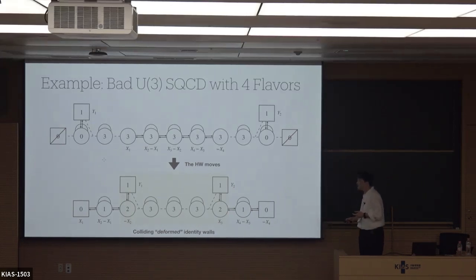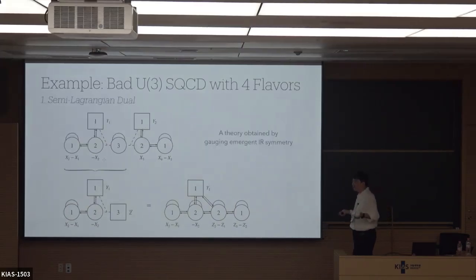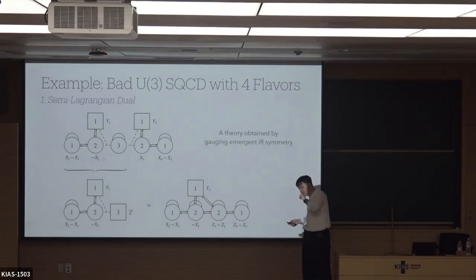So it means we cannot just remove this part. Previously we could just drop the identity wall part. On the other hand, this part is now non-trivial for the bad theory, and we cannot just drop it. So what does it mean? The first lesson we learn is that if I apply mirror symmetry to a bad theory, the dual theory is not actually a Lagrangian one. But it's not completely non-Lagrangian.